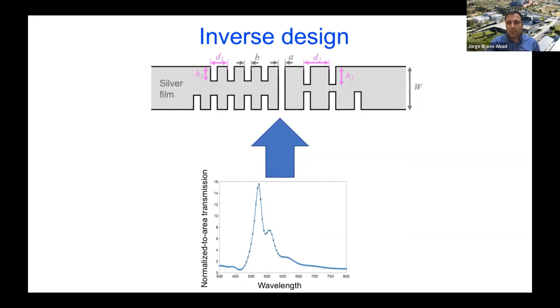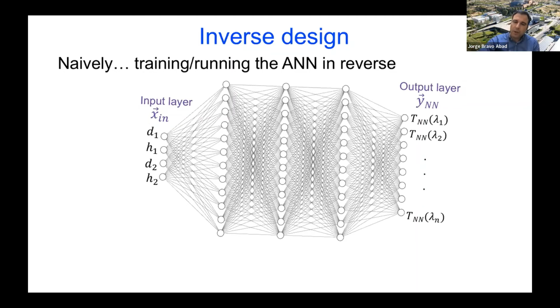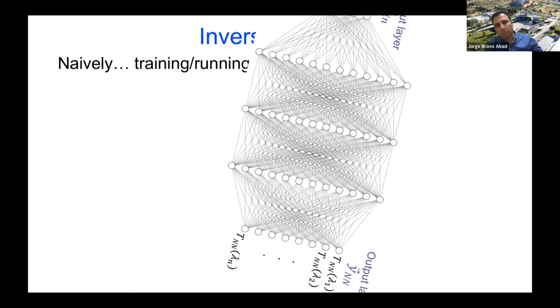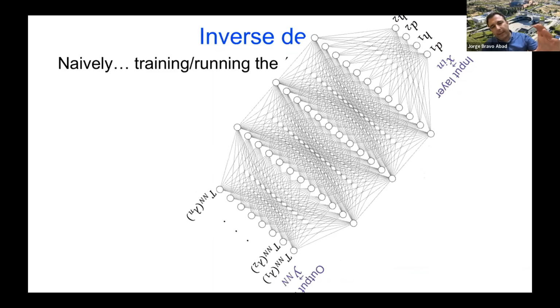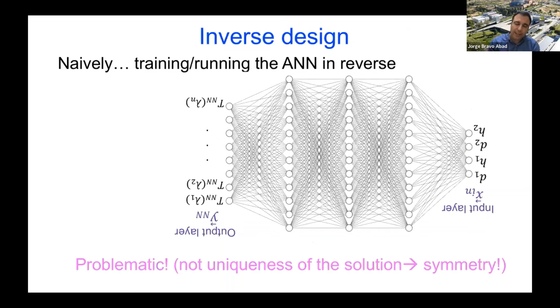So this is an inverse design problem, and the first idea that comes to mind is, why not train the artificial neural network in reverse? Before, we had the geometrical parameters leading to a given spectrum; why not train a network in which you plug the sampling of the spectrum and you obtain the geometrical parameters leading to that spectrum? But doing that is problematic in this case, because the solution is not unique, due to symmetry in the problem.